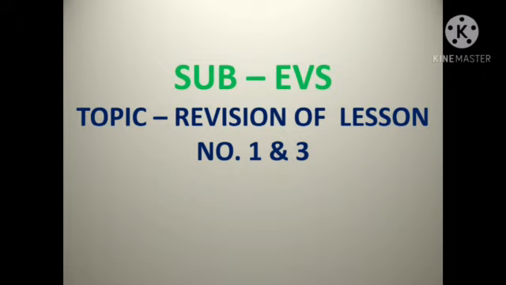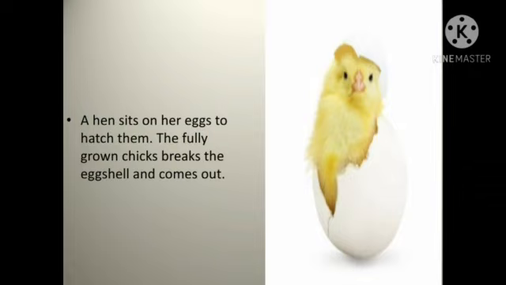So let's start revision. Our first topic is life cycle of animals. So let's revise this topic. A hen sits on her eggs to hatch them. The fully grown chicks break the eggshell and come out.